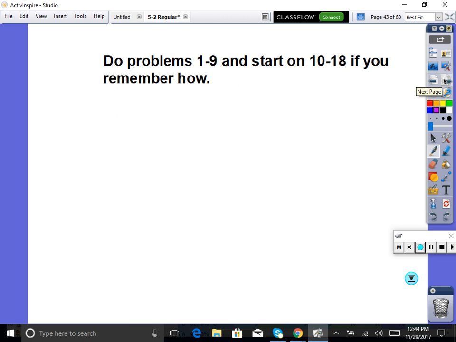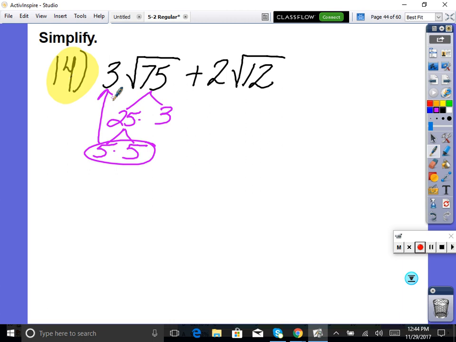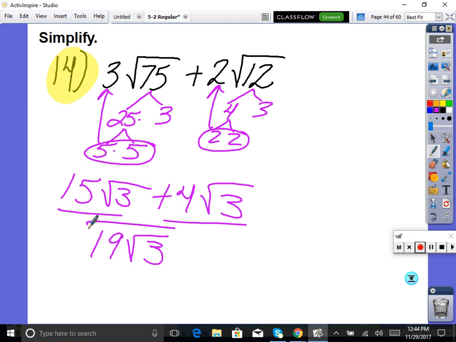And then also, look at number 14, one example. This is what we learned last time. And then I'll tell you where to stop on your homework. We would need to break this down. 75 is 25 times 3. This is 5 times 5. So I pull out a 5. Isn't there already a 3? 15 root 3. Then right here, we would say 4 times 3, 2 times 2. So we have plus 4 root 3s. Well, look at that. They're like radicals. 15 plus 4 is 19 root 3s. So just a reminder of how to do those.